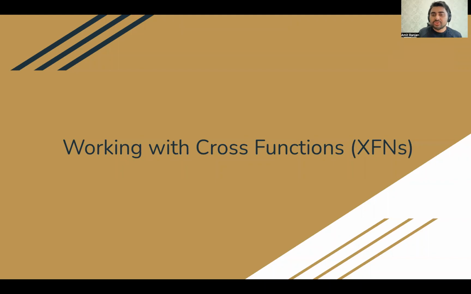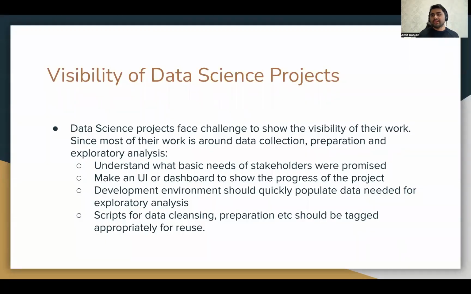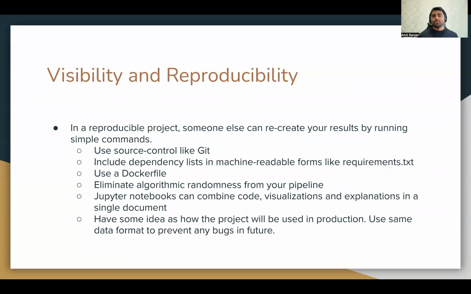Now, when working with your cross-functional teams, try to increase the visibility of your data science projects. Understand the needs of the stakeholders and create a UI or dashboard to show the progress of the project. Most of the work in data science projects is related to exploration, data preparation, and data cleaning, which has little visibility. Keep your stakeholders aware of the progress, and the best way is via regular updates and sharing the data artifacts or UI, where you can show them how things are moving and what stage they are at. Visibility and reproducibility are two important things.